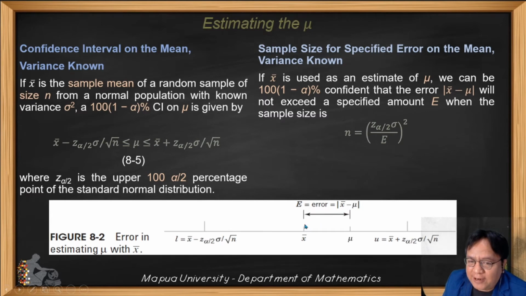So the difference between the population parameter mu and the sample statistic x bar is the difference in the estimation, which is what we call the error. So this error is z alpha over 2 times sigma over square root of n. So this is the error. And the standard error of the estimate is just sigma over square root of n.